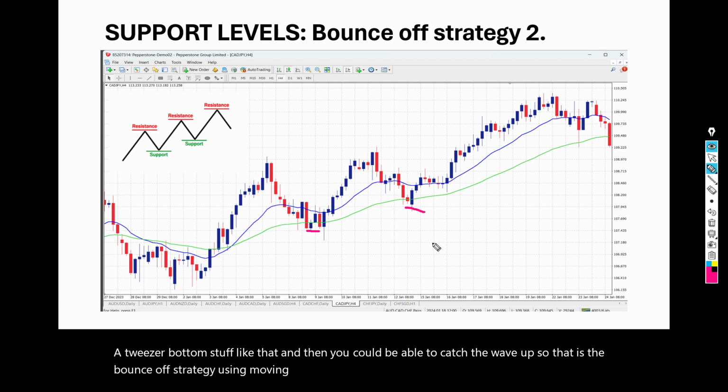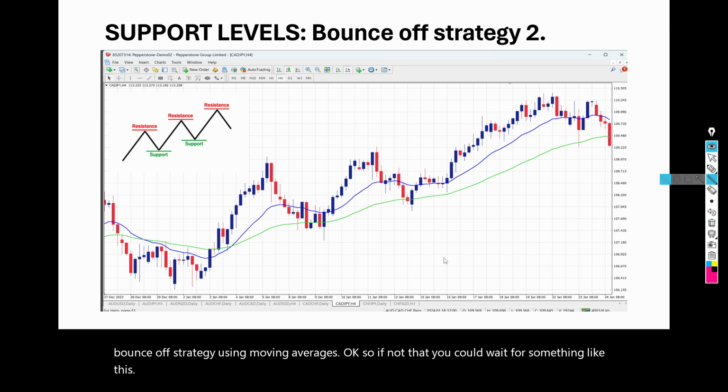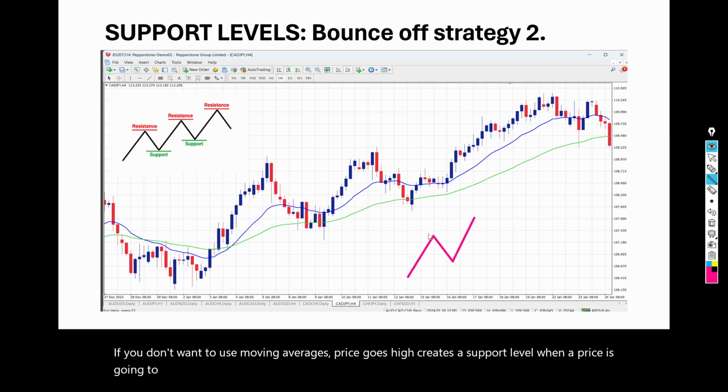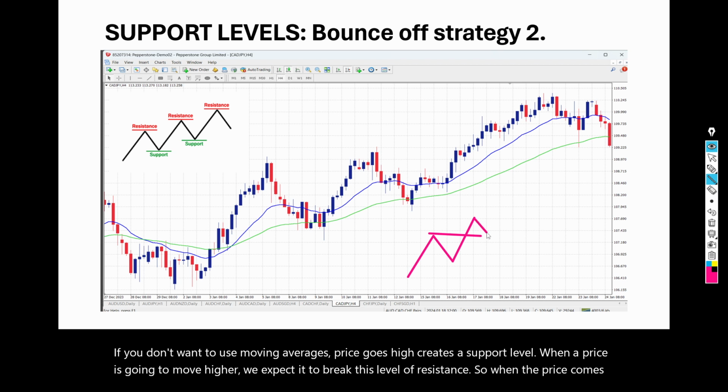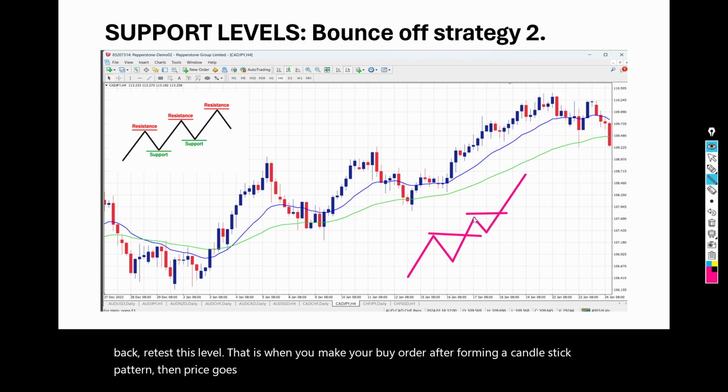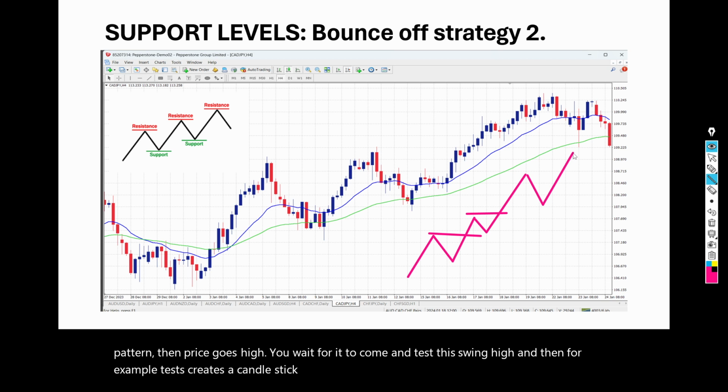Okay. So if not that, you could wait for something like this. If you don't want to use moving averages, price goes high, creates a support level. When a price is going to move high, we expect it to break this level of resistance. So when the price comes back to retest this level, that is when you make your buy order after forming a candlestick pattern. Then price goes high, you wait for it to come and test this swing high, and then, for example, it tests, creates a candlestick pattern, and then you make a buy entry. But moving averages look simpler.